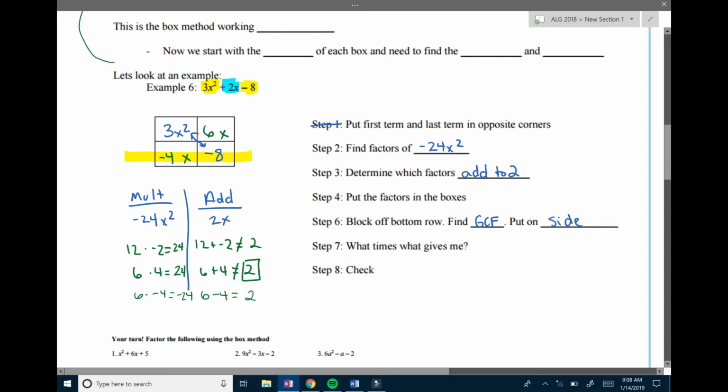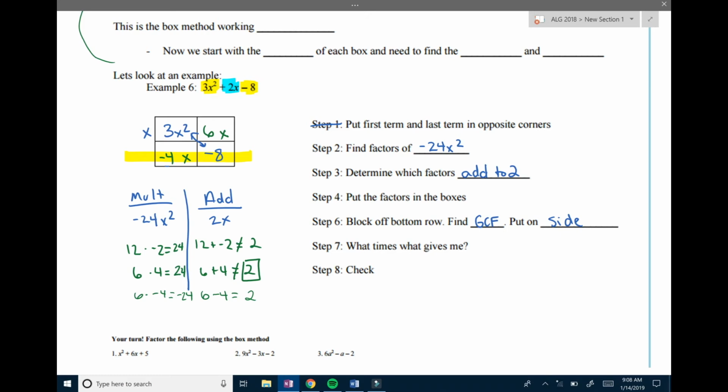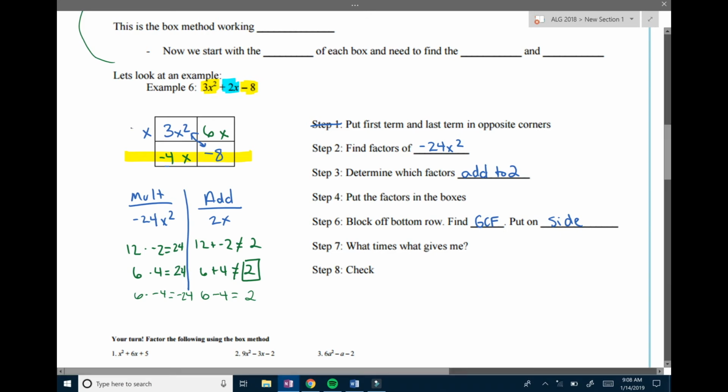So what do 3x squared and 6x have in common? Right off the bat, they both share an x. This one has an x and this one has an x. What else do they have in common? Well, 3 divided by 3 works, and 6 divided by 3 works, so they both share a 3 as well.